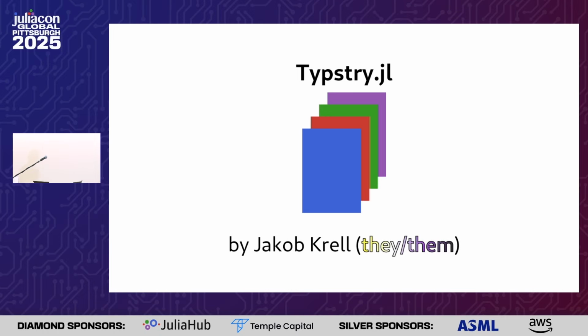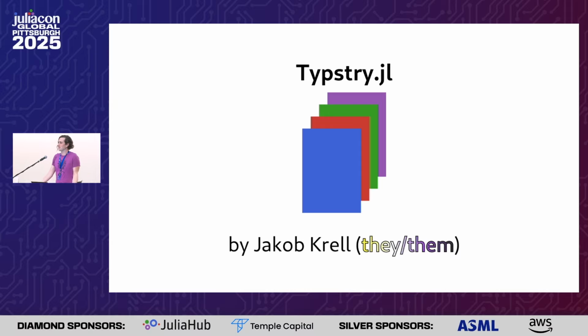All right, we're gonna move right along. We have Jakob Krell, who's gonna talk to us about using Julia with the new hotness in typesetting. Is that what we would call it? What was that? We would call it Typstry, the new hotness in typesetting. All right, there you go.